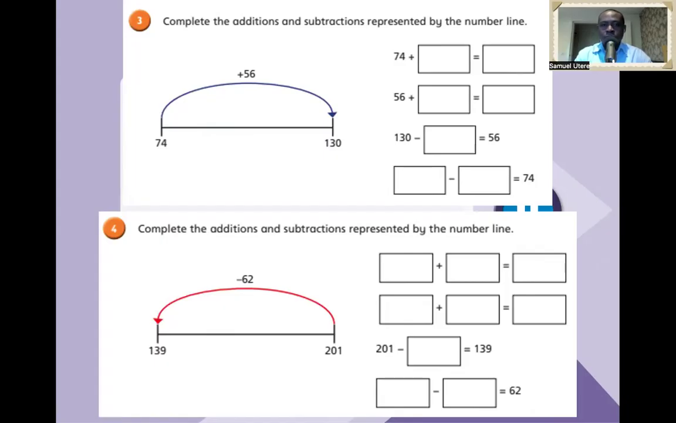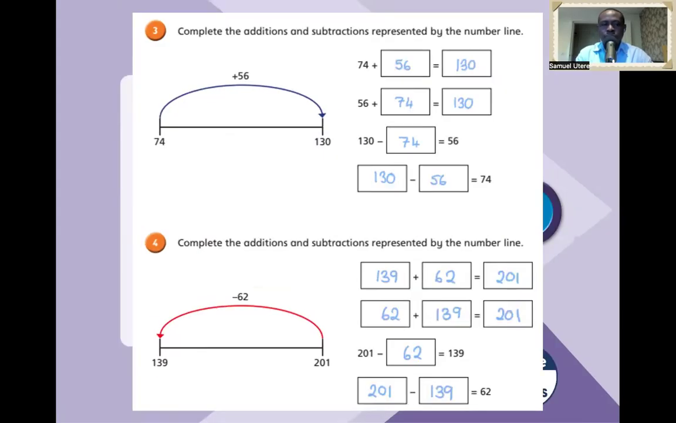Assuming you've paused the video and you've answered questions 3 and 4, here are the answers. Let's discuss them. For question 3, you were asked to complete the additions and subtractions represented by the number line. Here, it's showing that 74 add 56 will give us 130. And we can also represent the calculation like this. We can also represent the calculation like this and like this. So these are all different facts of the same calculation.